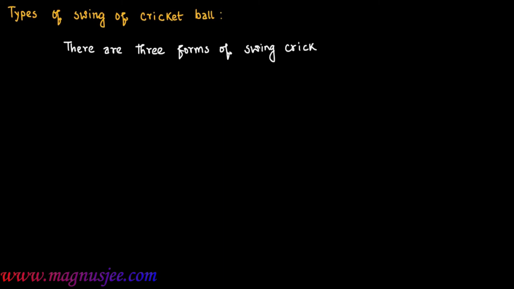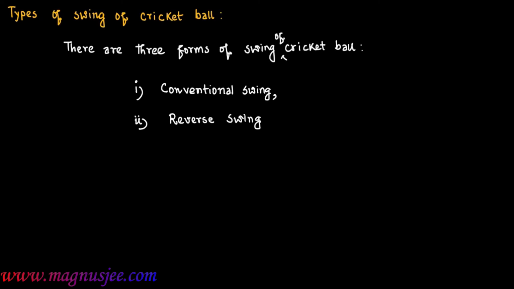Types of swing of cricket ball. There are three types of swing of cricket ball. Number 1, conventional swing. Number 2, reverse swing. Number 3, contrast swing.